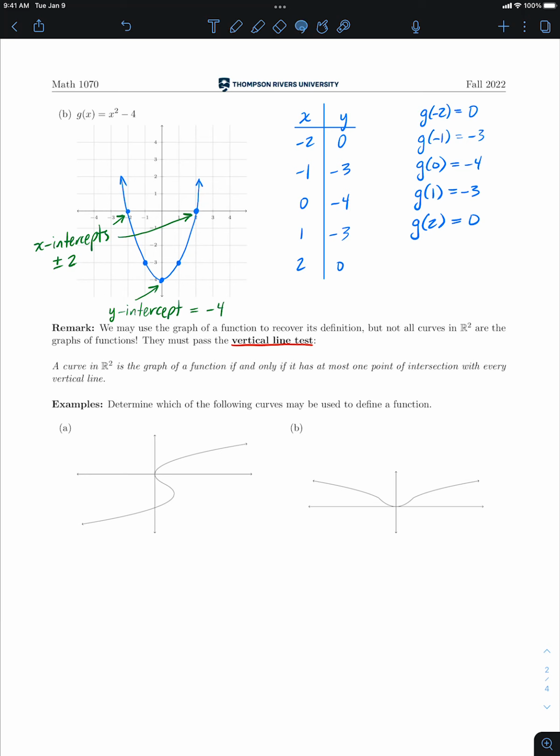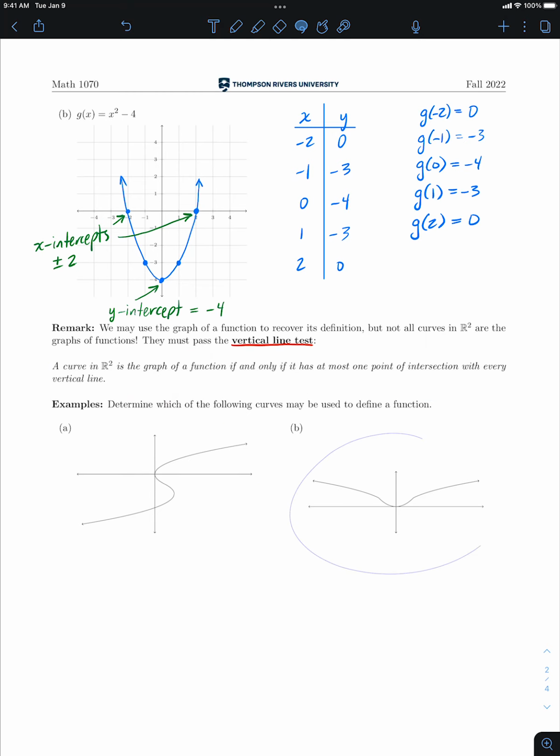And this is called the vertical line test. So it says that if you have a curve, curve is just another word for graph, right? So you have a curve, it might even be a line, but a curve is just the more general of the two words. So you have a curve going through two-dimensional space.